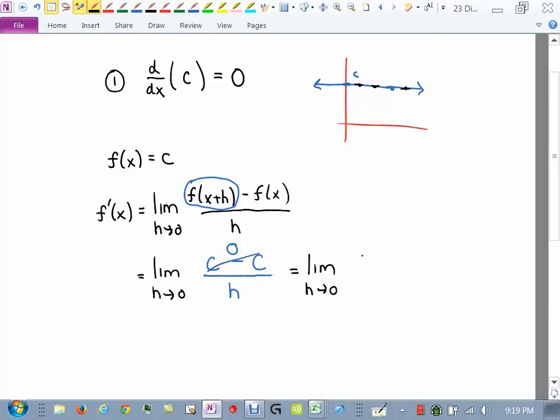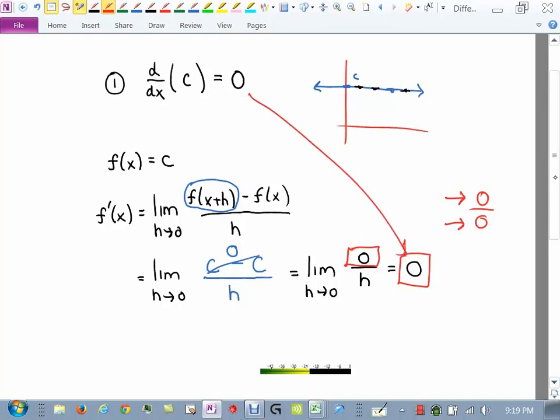Very important that you understand that before, when we were saying 0 over 0, we were saying the top was approaching 0 and the bottom was approaching 0. Here we're saying the top is 0, and 0 divided by any number other than 0 is 0. So we get 0. So that matches with what we got visually. Okay, next formula.